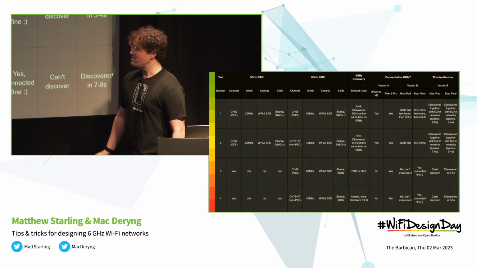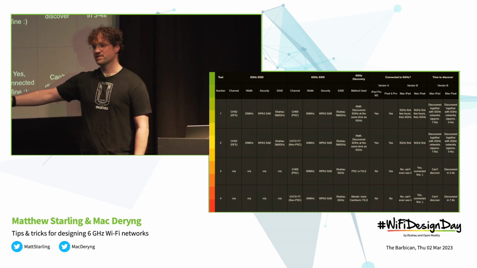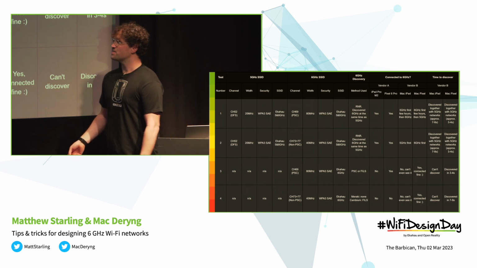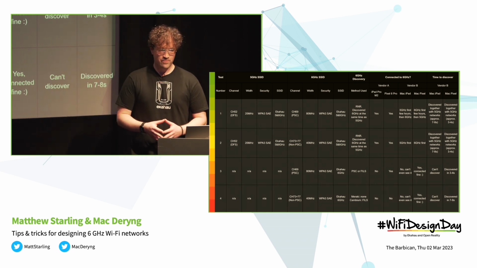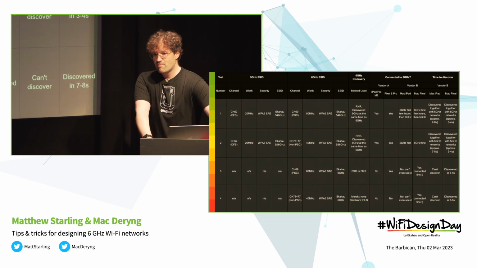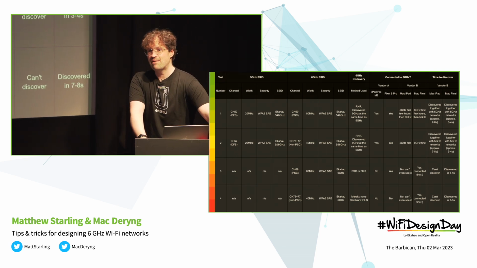It means that my Pixel must have been using FILS. That is probably on its way out. So the conclusion here is RNR for the win. Even if you want to use a single band SSID with just 6 gigahertz, make sure that you at least have a dummy SSID on one of the legacy bands, even if it's just for the RNR.